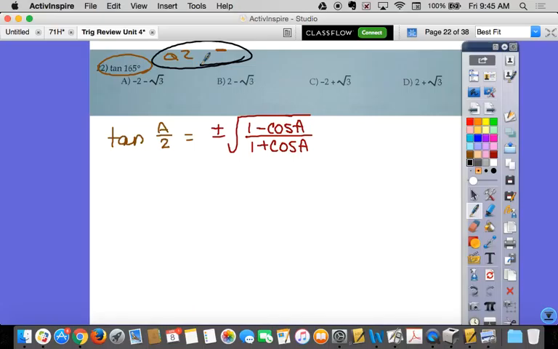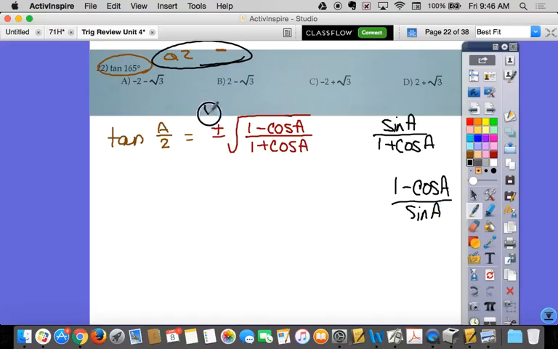In all honesty, I would never pick this one. I'd do one of the basic ones where it was either sine A over 1 plus cosine A, or I'd do 1 minus cosine A over sine A. And because this one over here is just kind of crazy compared to the other two. But if you choose this one, you have to choose the negative version.